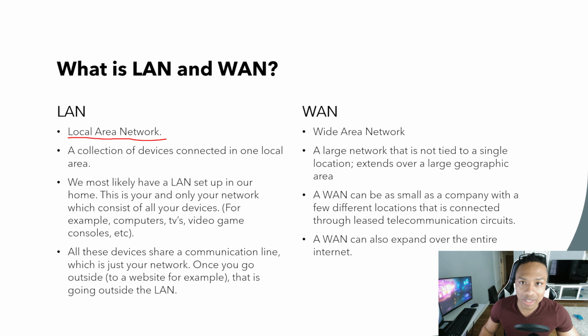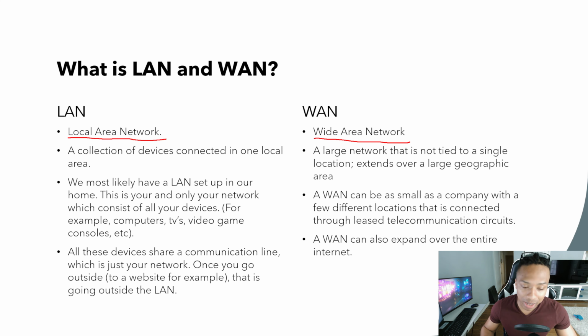We'll go over this in the next slide, but really quick, I just want to go over what a WAN is. A WAN is a wide area network. So what is a wide area network? A wide area network is a large network. It's not tied to a single location. It extends over a large geographic area. So if I have my house here, and let's say I live in California and I want to move somewhere else in California, I'll move to another house, and then I connect my two LANs together. Essentially, that would be considered a WAN.